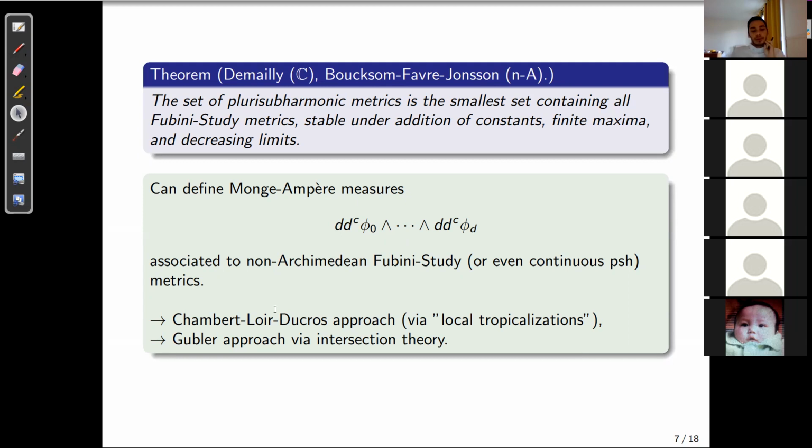So you show that there exist local tropicalizations of your Berkovich space, and then you pull back the differential superforms of Lagerberg to your space. And the other approach is via intersection theory that's originally developed by Gubler and then many other people. But all this is simply technical things that doesn't really matter for the rest of this talk, but what's important is that it works. But I put this as a cultural thing.